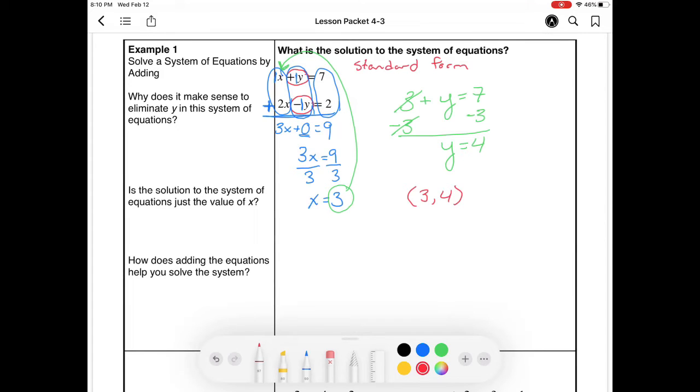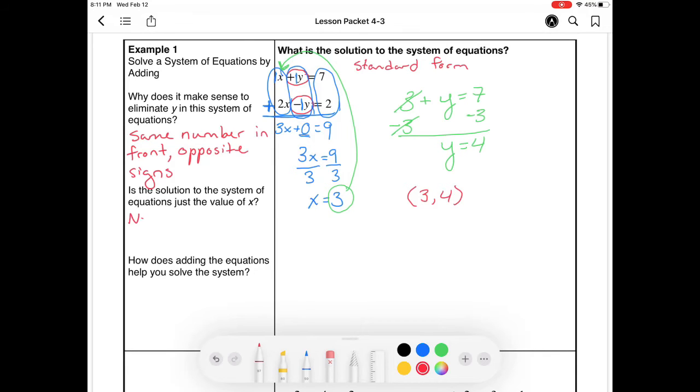Now I want you guys to look at the 3 questions on the left-hand side. We're going to talk about those. Why does it make sense to eliminate y in the system of equations? Because y has the same number in front of it, but opposite signs. One is positive, one is negative. So that tells me that they will easily cancel out. That's what we're going to look for in every problem that we do like this today.